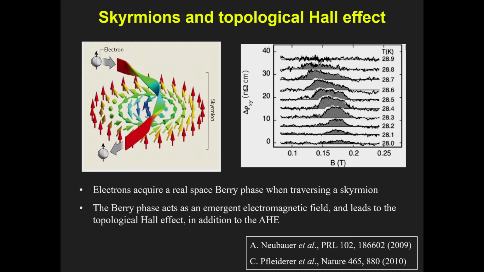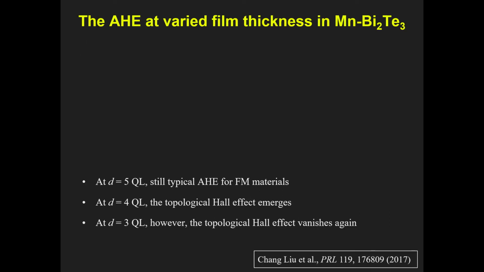When an electron travels through a Skyrmion, it will pick up a Berry phase because of the exchange coupling between the itinerant electron and the local moment. This Berry phase will act as an emergent electromagnetic field, so it will generate its own Hall effect, which is usually called the topological Hall effect. The experimental signature is a broad hump on top of the anomalous Hall effect. This is well known for many different Skyrmion systems. And recently we found it also in a magnetic topological insulator. The material system is manganese-doped bismuth telluride.